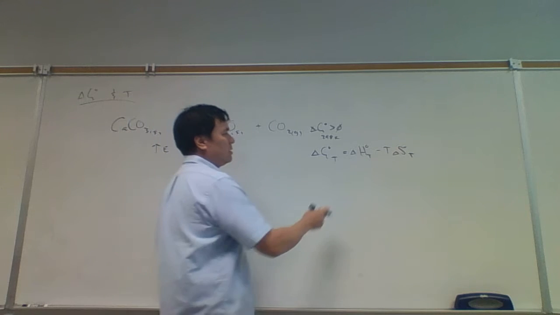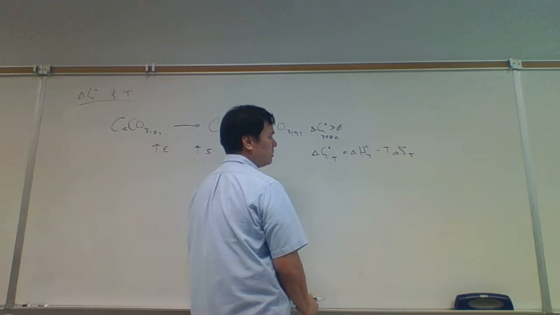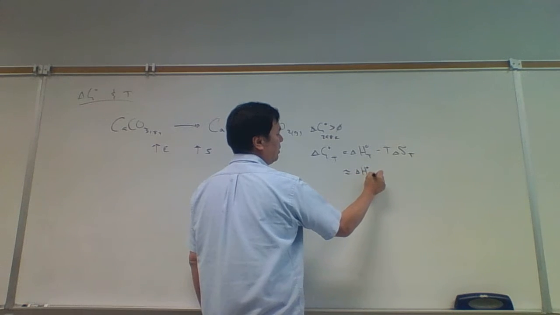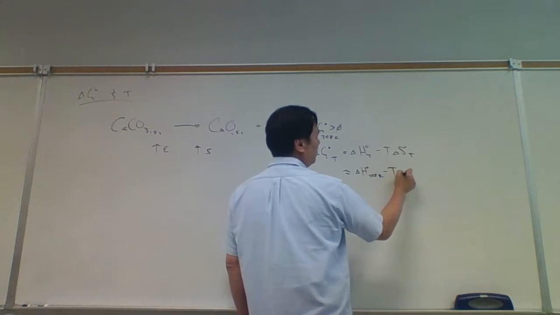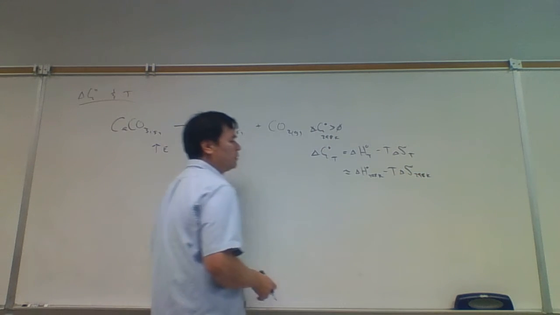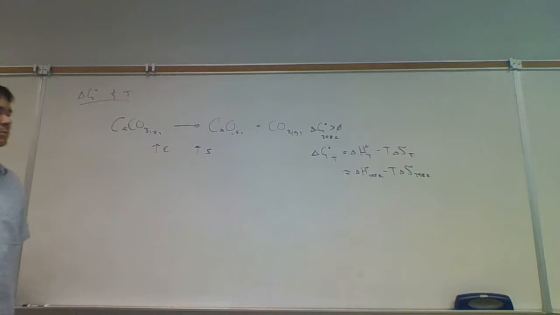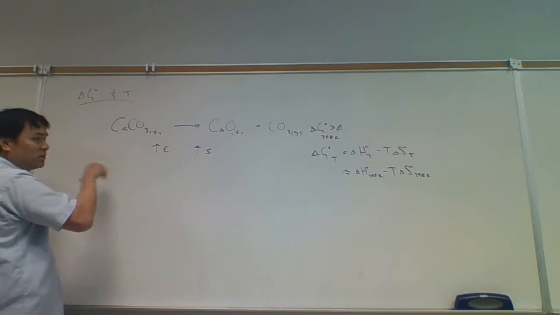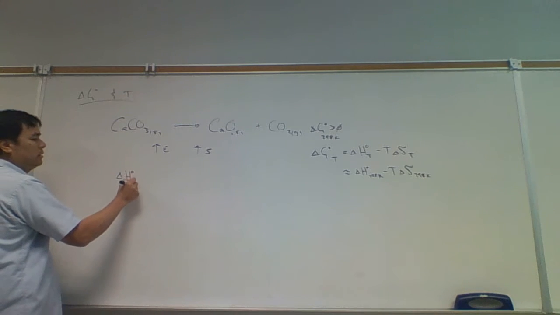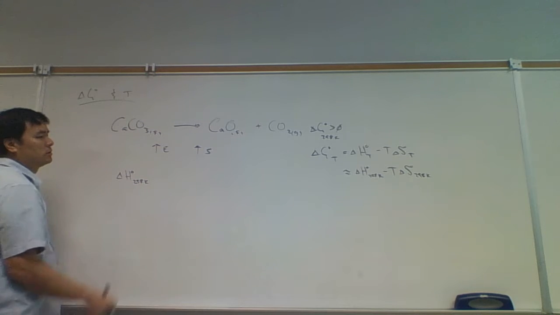Unfortunately, we don't know what the temperature is, and so we're going to make an assumption. We're going to assume that this is going to be about equal to delta H naught at 298 Kelvin minus T delta S naught at 298 Kelvin. For the most part, this is a reasonable assumption, unless something changes dramatically. And so let's go ahead and calculate our delta H naught at 298 Kelvin. You can just look that up.